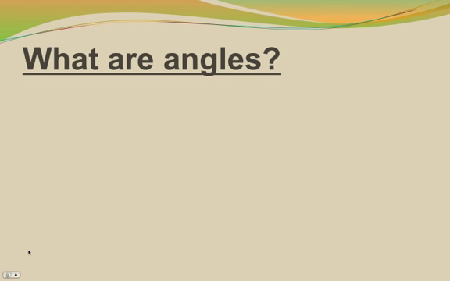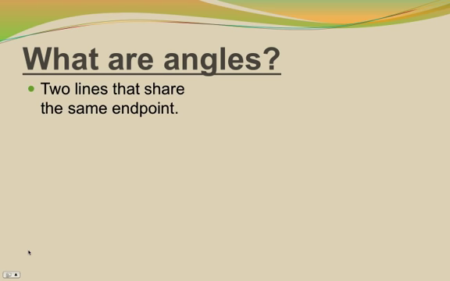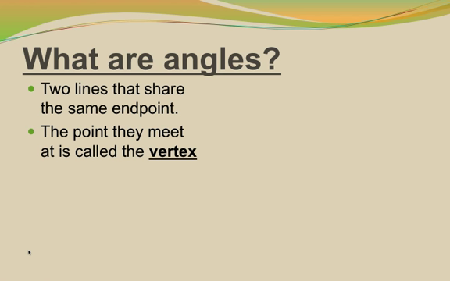So first of all, what are angles? Angles are formed when two lines meet at the same endpoint. And that endpoint that they meet at is called the vertex. So for example, this here is an angle. There's two lines that meet at a common endpoint, and that endpoint there is called the vertex.